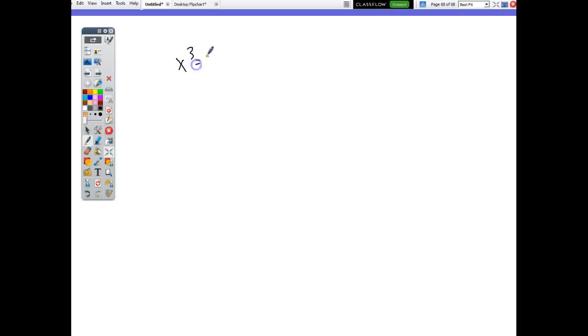X to the third equals 1. Now every single person in this room said, well, it's 1. That's the answer. And I challenged you. I said, well, wait a second. It's x to the third, right? There must be 3 answers. Then everybody kind of looked at me and said, well, that's not good.